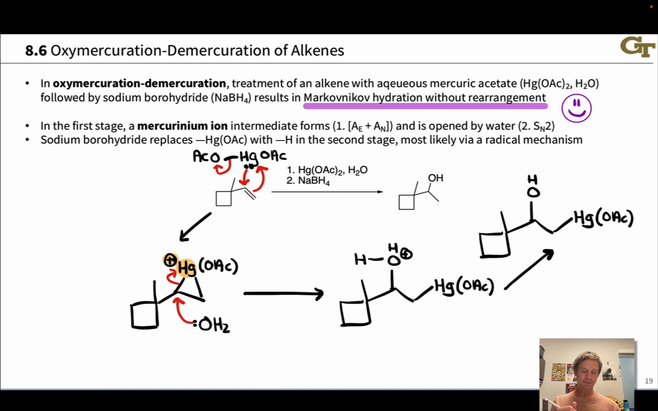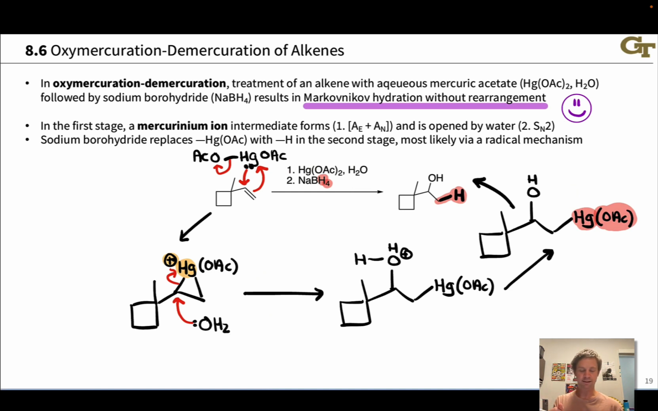But it's not quite an alcohol because we still have the metal, we still have the mercury attached to the substrate. What happens in the second stage of the reaction through the use of this reagent NaBH4, which is sodium borohydride, is replacement of the HgOAc group, which is still in this reactive intermediate really, with an H, so that the net result is hydration. And this is where the demercuration bit comes into play.